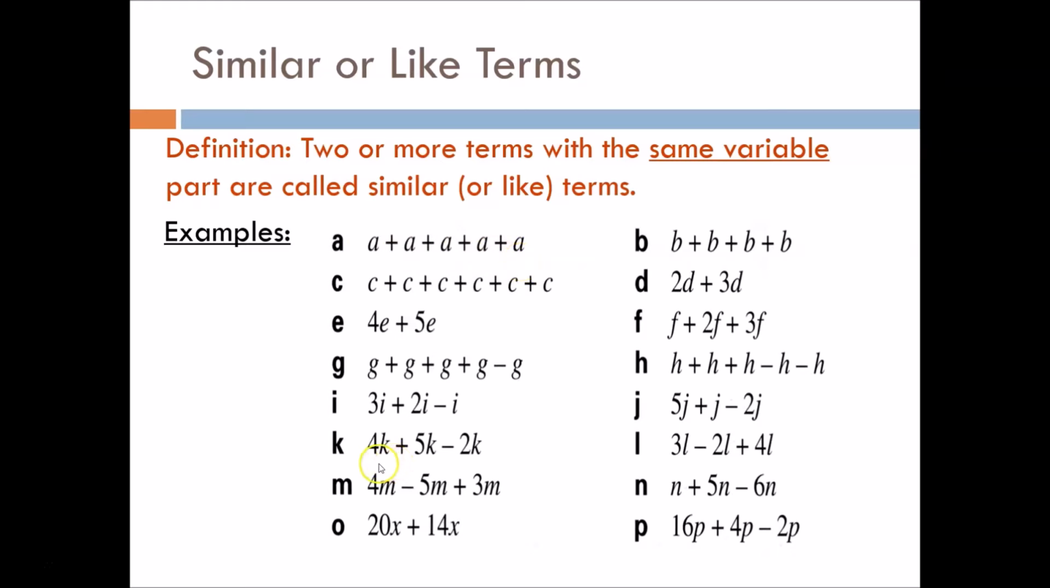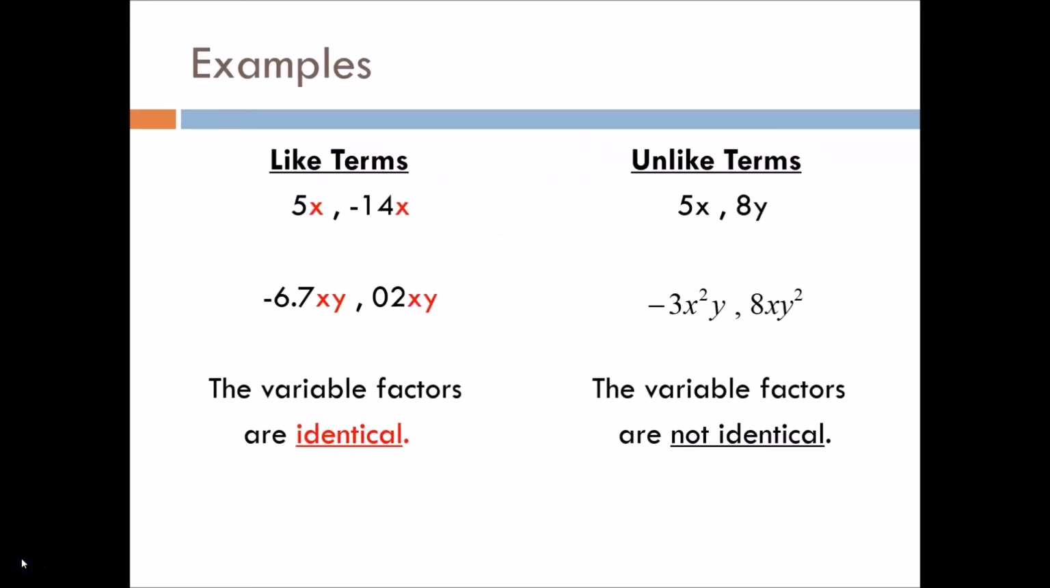For K, we have 4K plus 5K minus 2K. So we simply add the coefficients. 4 plus 5 is 9, minus 2 is 7K. Therefore, the whole thing is 7K. Get it? Okay, great. More examples.